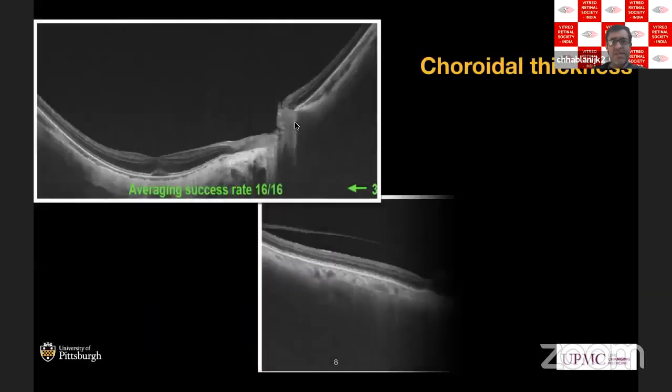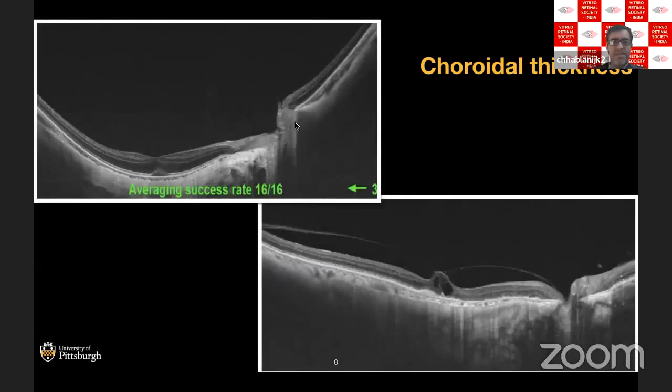Slides. So let's start with the choroidal thickness because this has been with us for quite some time. This is the picture showing a myope on the top, where we can see the choroidal thinning, and a patient with AMD at the bottom. Again, the choroid appears to be much thinner.